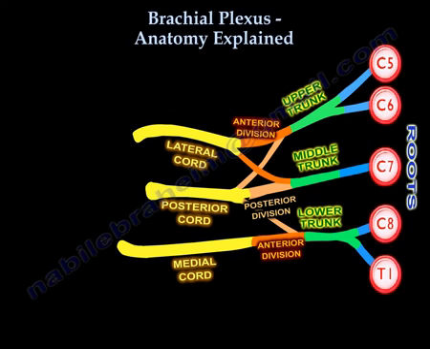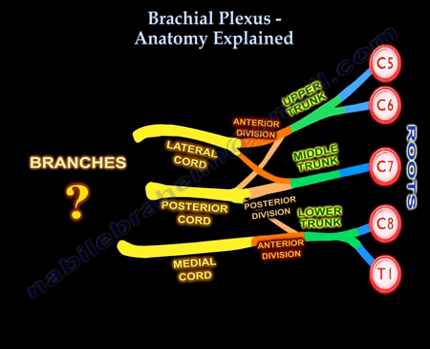We've seen the roots from C5 to T1. We've seen the trunks, the upper, the middle, the lower. We've seen the divisions, the anterior and posterior. We've seen the cords, lateral, posterior, and medial, but we haven't seen the branches. So what are the branches?